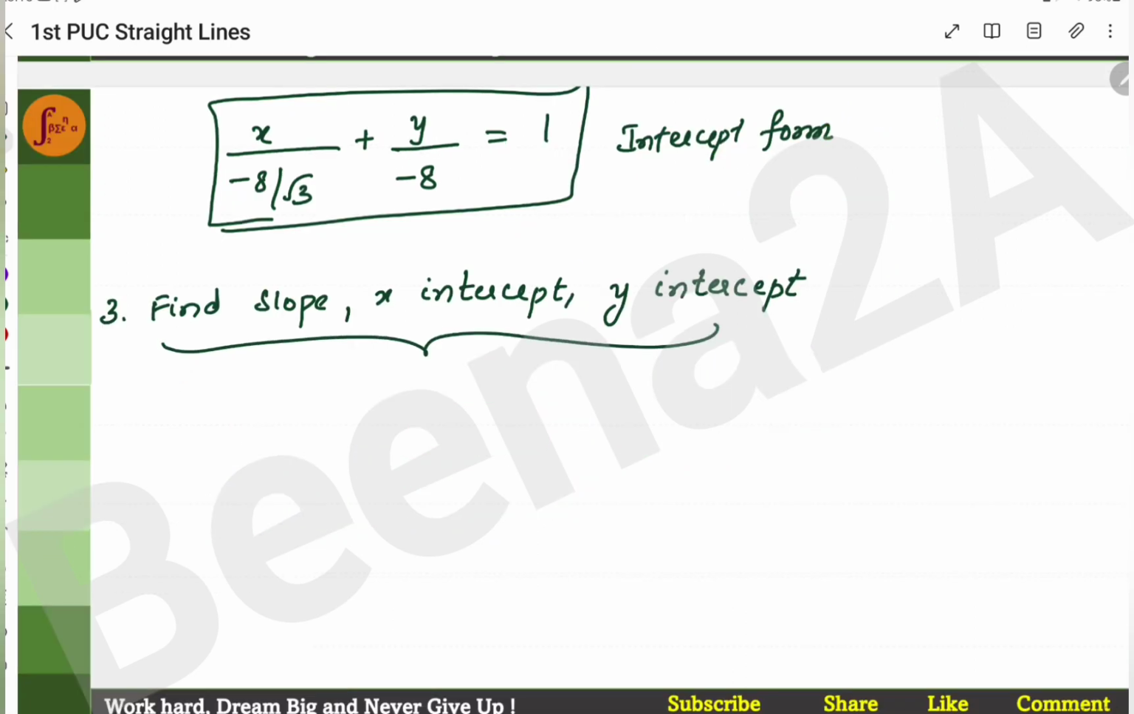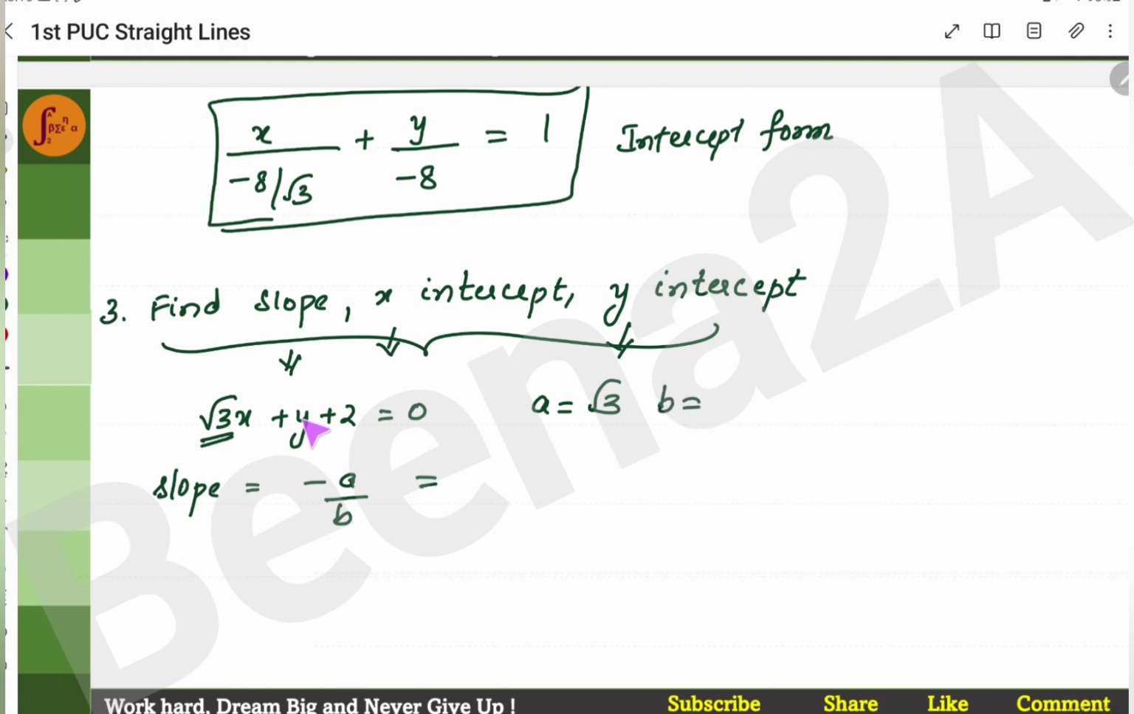Now let's take another example where we have to find slope, x-intercept and y-intercept. Say we'll take this particular equation. We'll take another equation. What is slope? Slope is equal to minus a by b. We'll have to remember this. Slope is minus a by b. What is a here? Root 3. Coefficient of x, root 3. What is b here? Number next to y. There's nothing here, so we assume 1. And what is c? Constant. It's plus 2. So we'll substitute. So it will be minus root 3 by 1. Nothing but minus root 3.